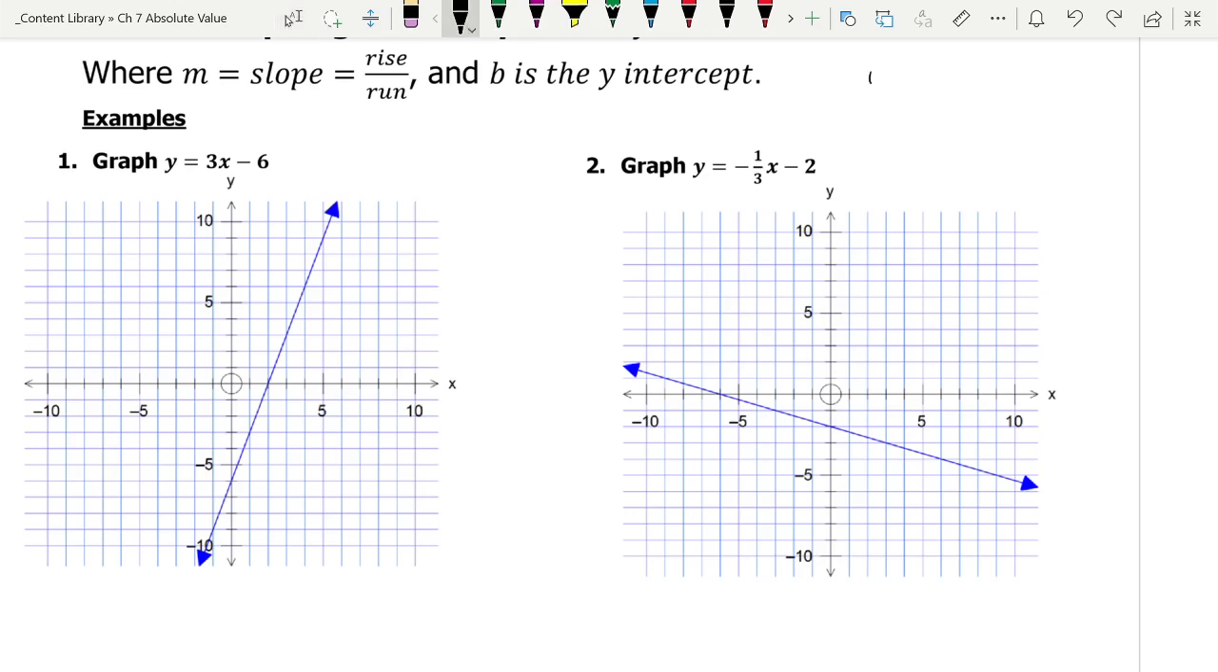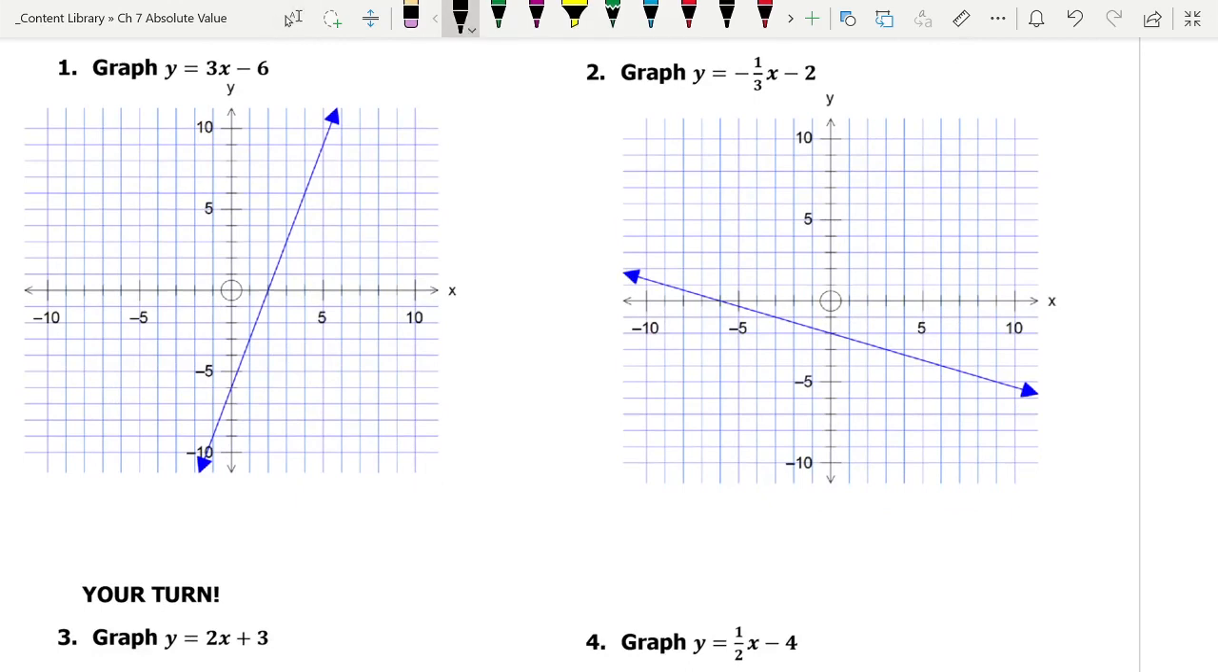Remember that when you write an equation in the form y equals mx plus b, b is the y-intercept and m is the slope. B is the y-intercept and m is the slope. So if you are given the equation in this form, that negative 6 is where your y-intercept is. And you always think of this m number, this slope, as a fraction. So 3 to me is the fraction 3 over 1.